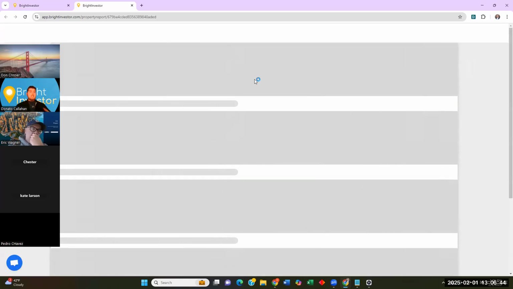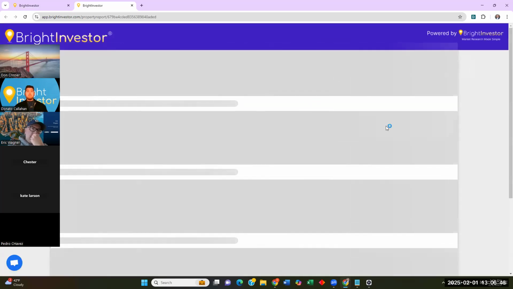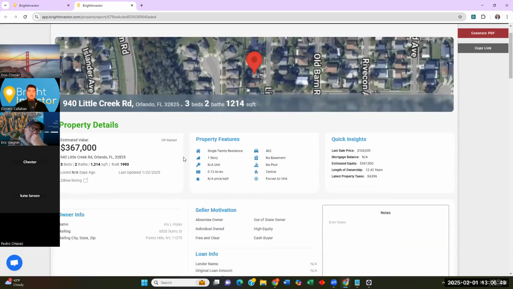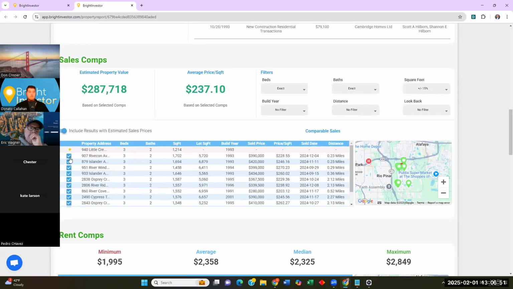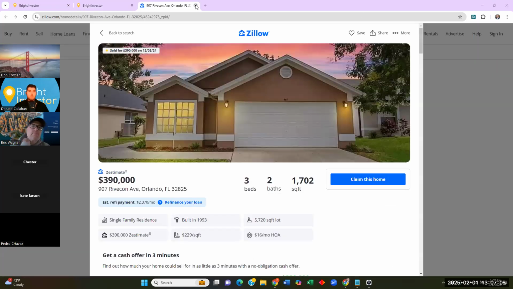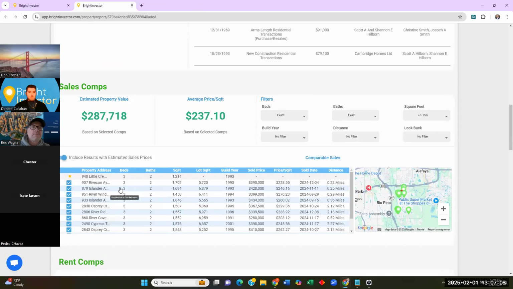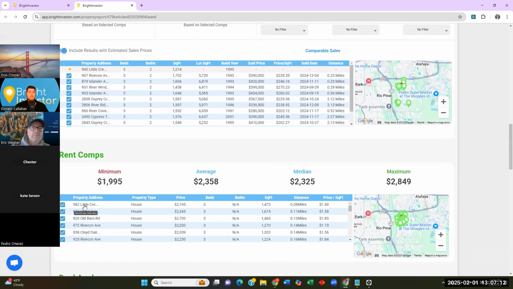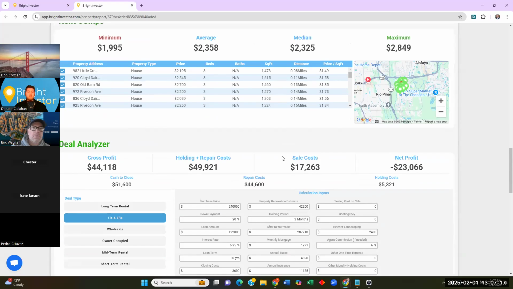If they open this link on their computer or their phone, of course, it'll have your colors and branding, but they can interact with every sale comp. They can turn on sales comps they like, turn off ones they don't. They can actually edit the property information. They can see the Zillow listing for any comp if they want to. For example, here's one that sold for 390. They can basically check out every comp. They can see the Zillow listing for every rental comp and toggle those on and off.